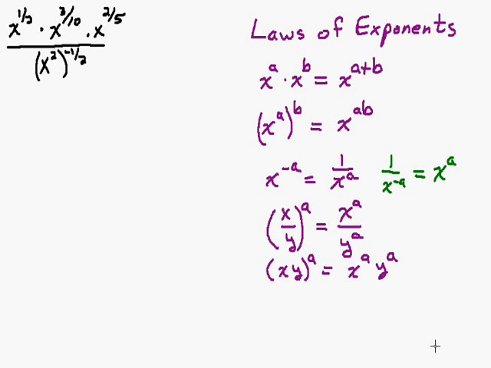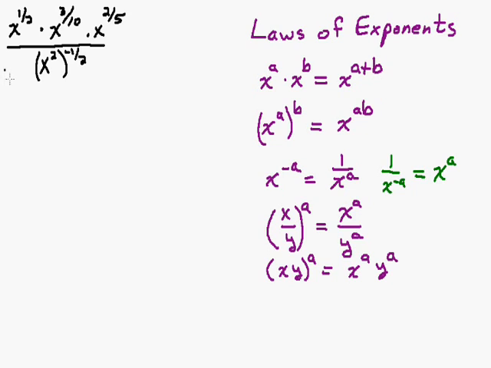In this video we're going to look at another example of simplifying something using the laws of exponents. Here's our problem up here. We've got x to the 1/2 times x to the 3/10 times x to the 2/5, all over x squared to the negative 1/2. Here's our laws of exponents. We're going to have to know these in order to solve this problem.